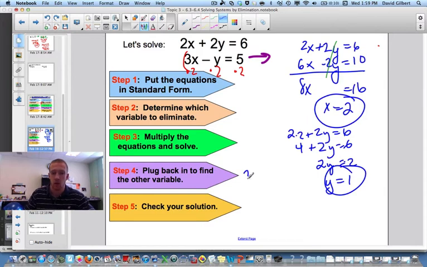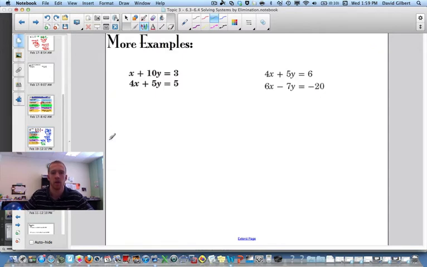So 2 times 2 plus 2 times 1, that's 4 plus 2, that does equal 6, sweet. And then 3 times 2 minus 1 is 6 minus 1, and that equals 5. So it works. That's my answer. Just a couple more examples here so you can kind of see how this works.